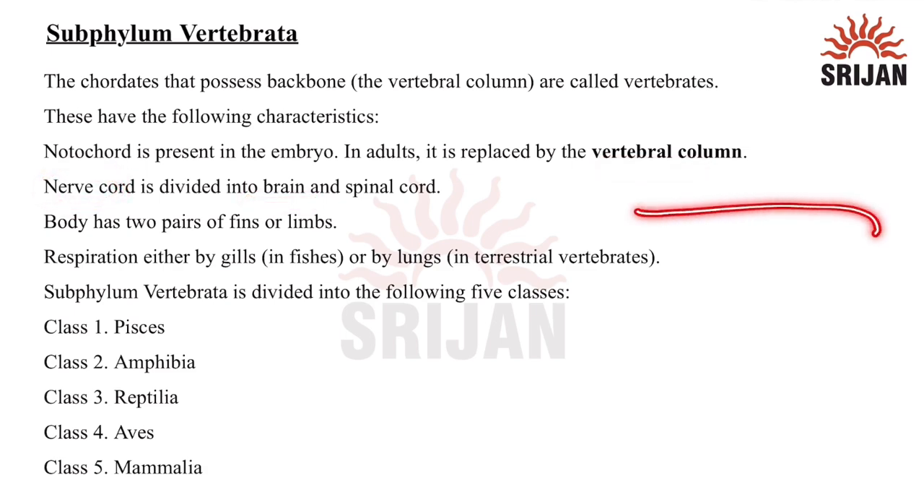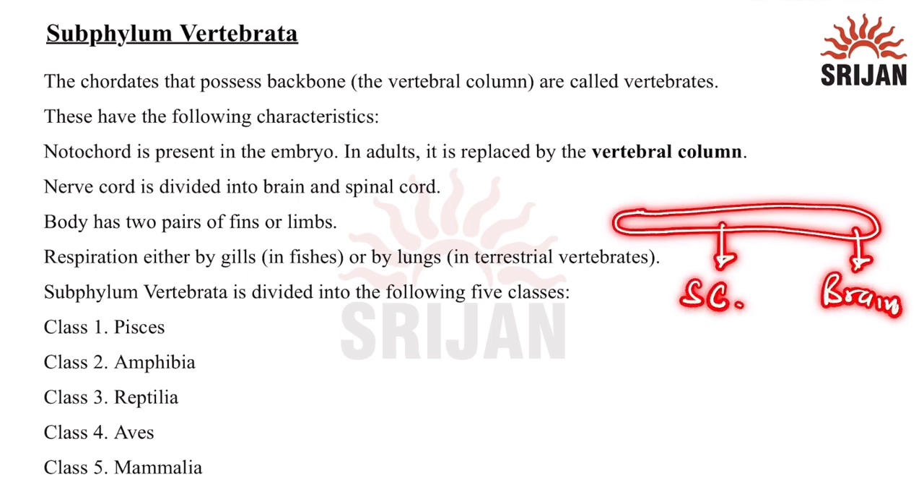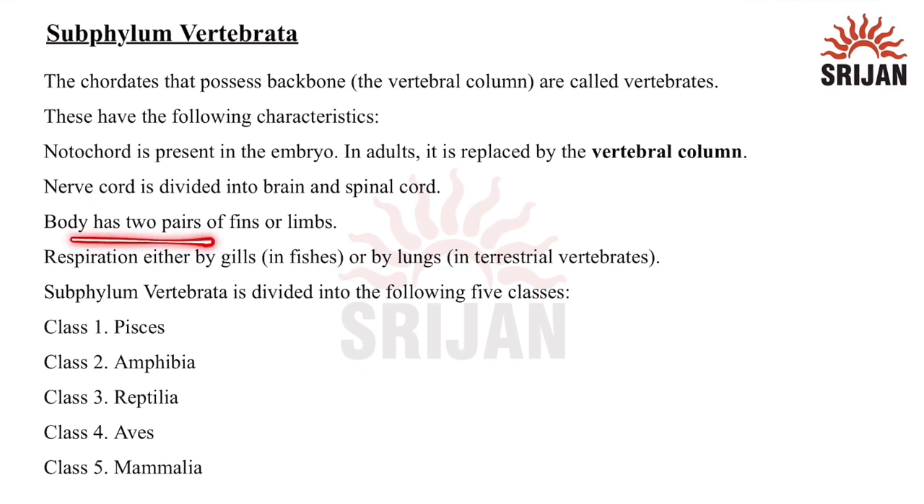So this was the nerve cord back then. Now the anterior end becomes the brain and the posterior end becomes the spinal cord. Now the body has two pairs of fins or limbs. Now the respiration is either by gills in fishes or by lungs in terrestrial vertebrates. Now the subphylum Vertebrata is divided into the following five classes: Pisces, Amphibia, Reptilia, Aves, and Mammalia.